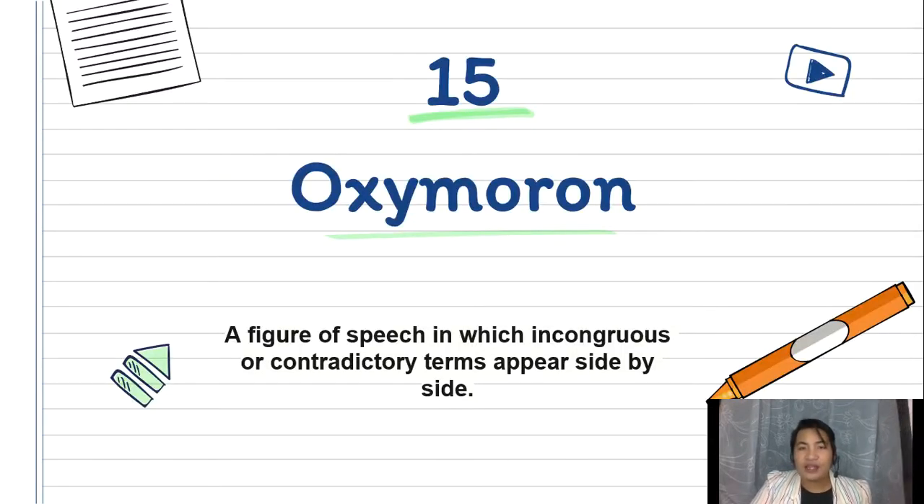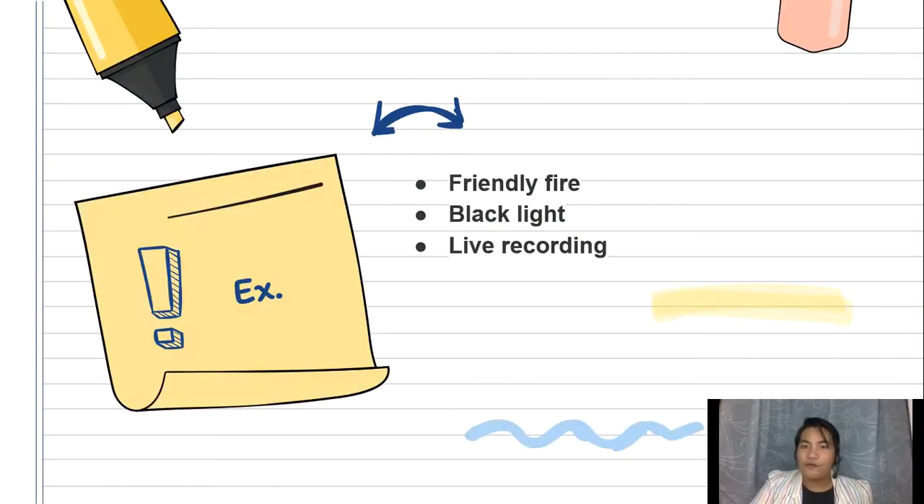Number 15, oxymoron. A figure of speech in which incongruous or contradictory terms appear side by side. For example, friendly fire, black light, live recording.